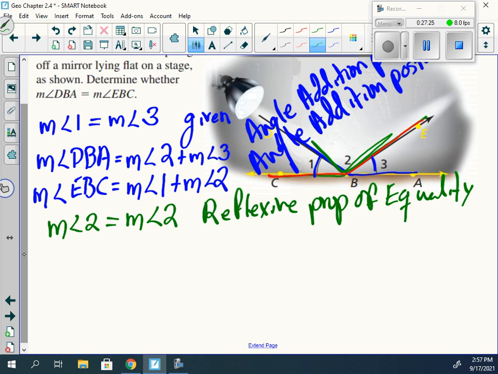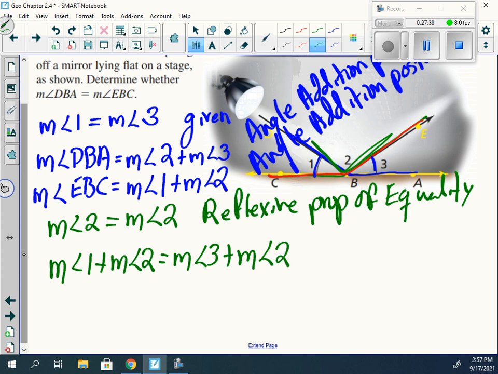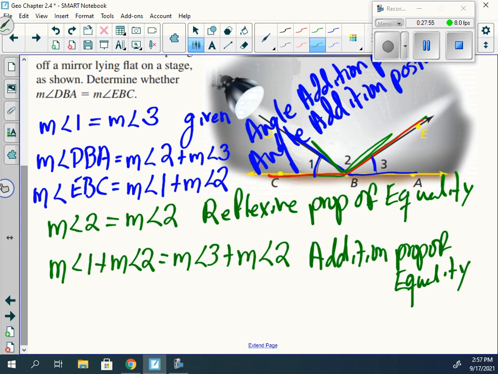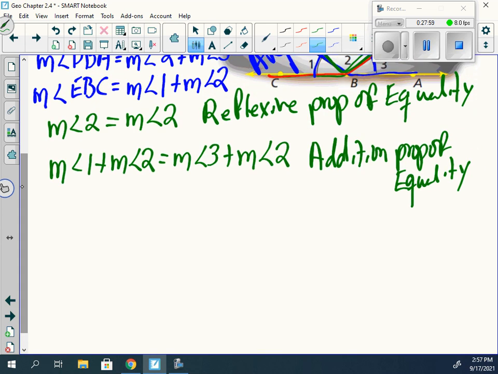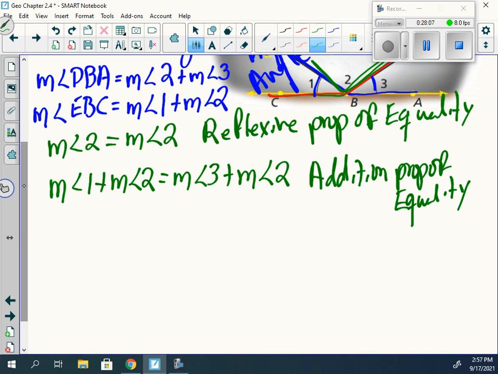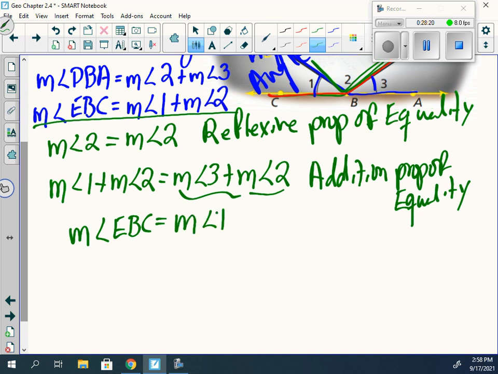We already said 1 is equal to 3, yes? So I could add 2 to both sides. Yes? Because this is our addition property of equality. What is 1 plus 2? Measure of angle 1 plus measure of angle 2 is? 3 and 2 is? And we can consider this the transitive property of equality.